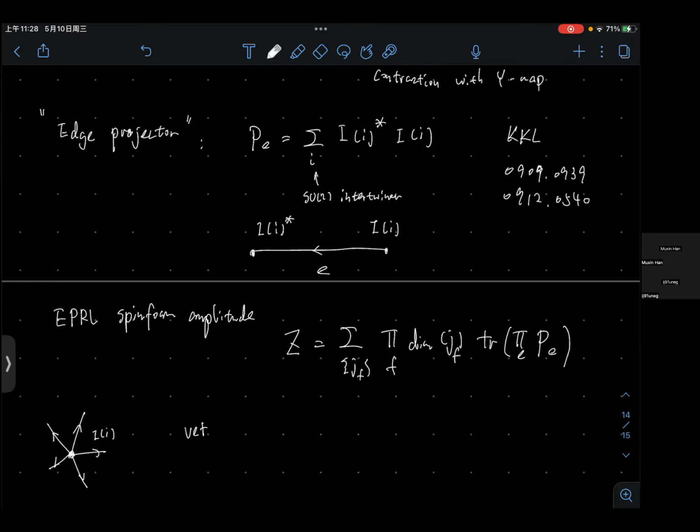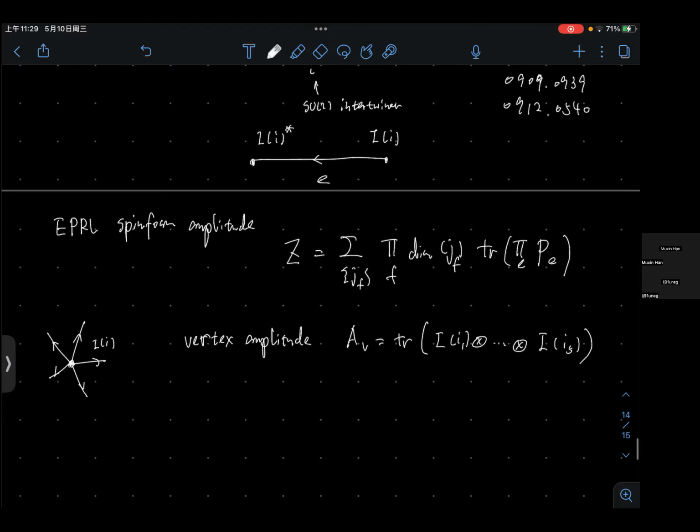So now we can write the vertex amplitude A_V to be the trace. And here trace means a certain contraction according to the phases of 5 copies of the EPRL intertwiner. Okay, so this is the vertex amplitude.